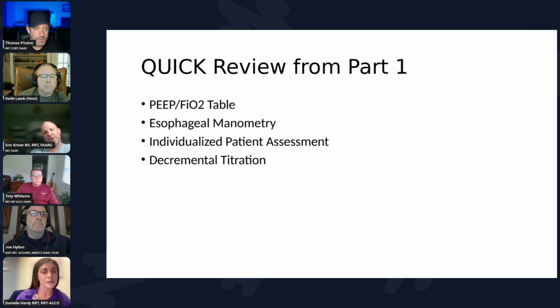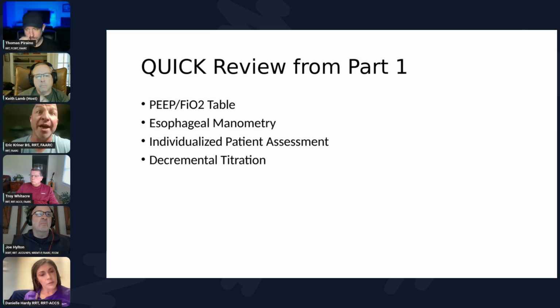And now decremental PEEP titration. Hold on, sorry, let me jump in, Eric. Go ahead. I think the conversation that we've been having a lot lately is that we got a hold of a handful of patients that weren't recruitable, essentially, yet they were morbidly obese. So they were in this special cohort where we really started asking.